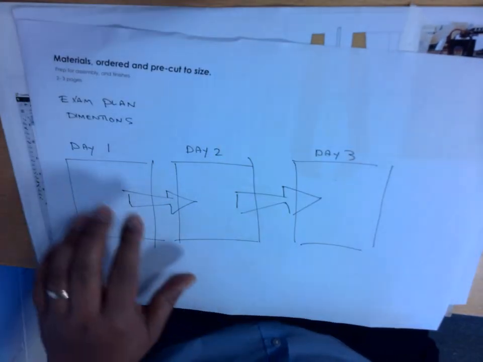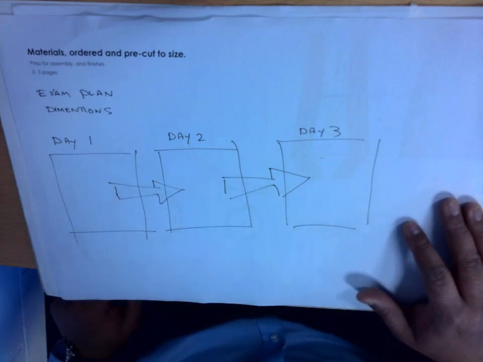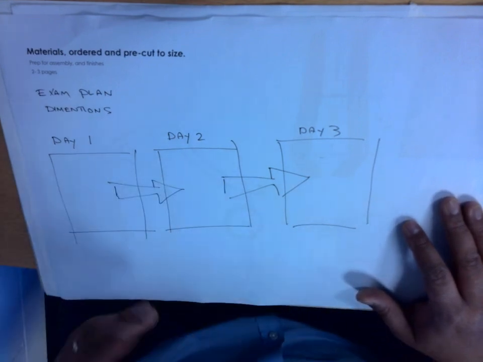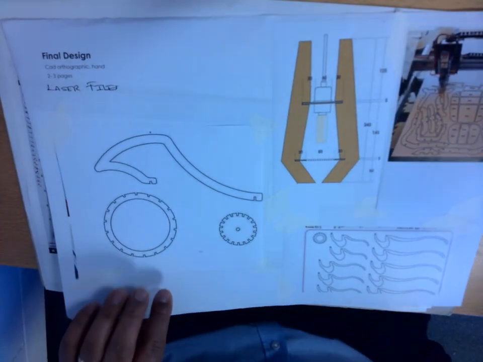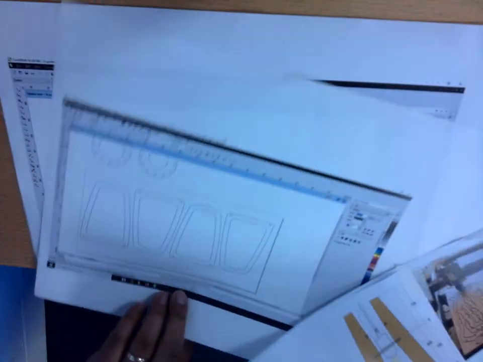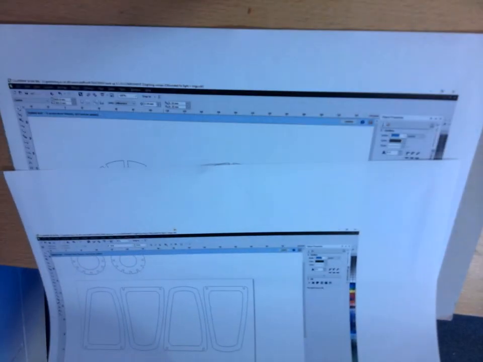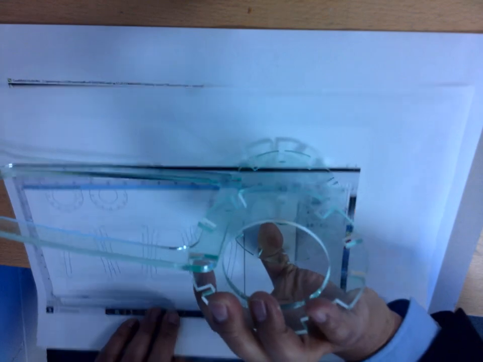And then I've got my exam plan. So again, how I might go about that plan: day 1, day 2, day 3, maybe some dimensions. Laser files showing that process again, that I've really thought about that. Again, here are my laser files of the light that I've started to develop for the exam.